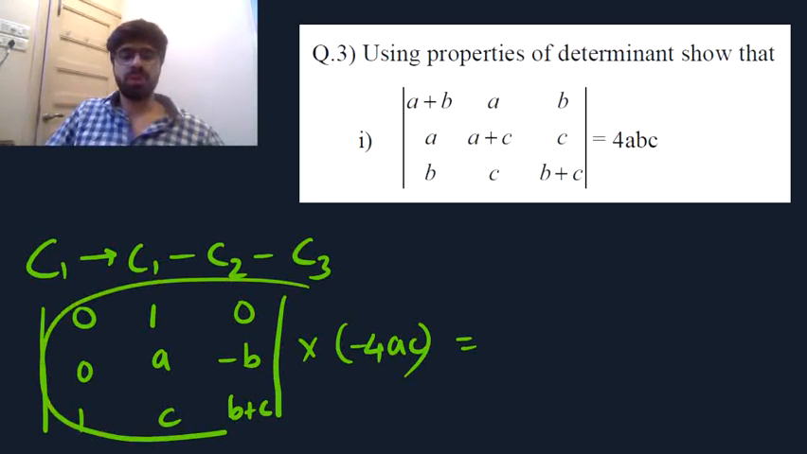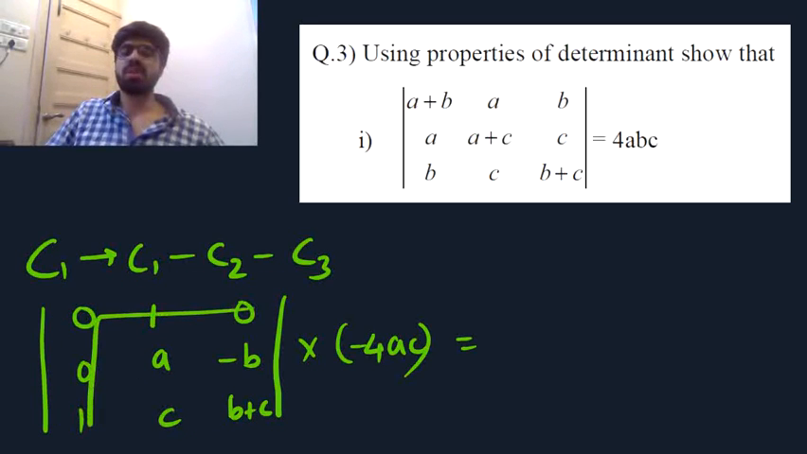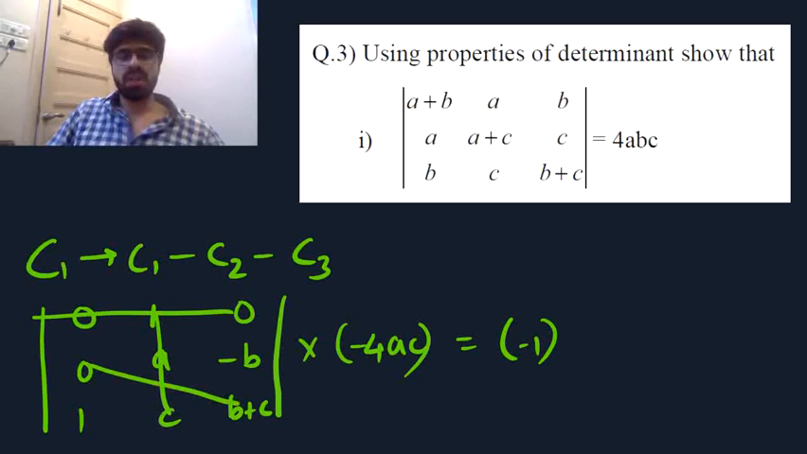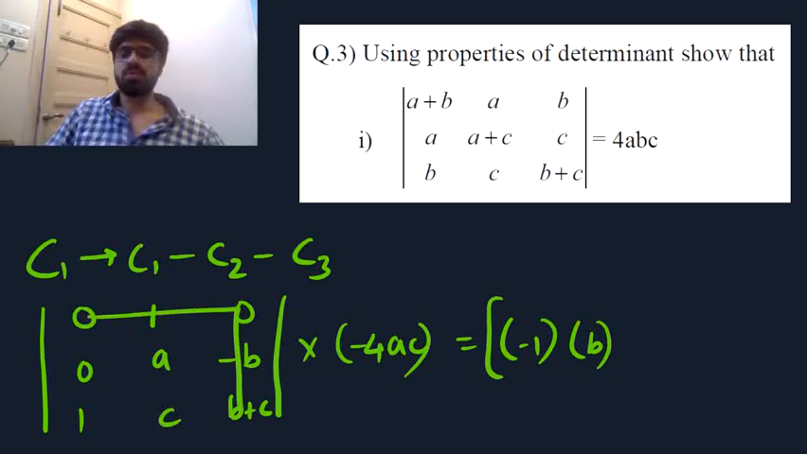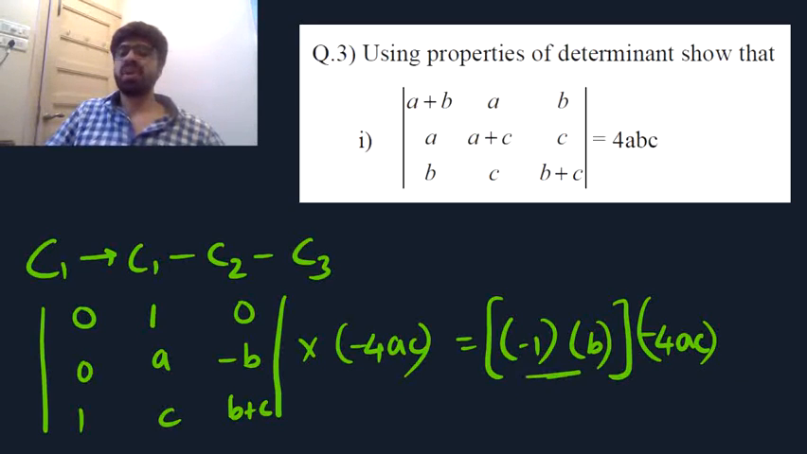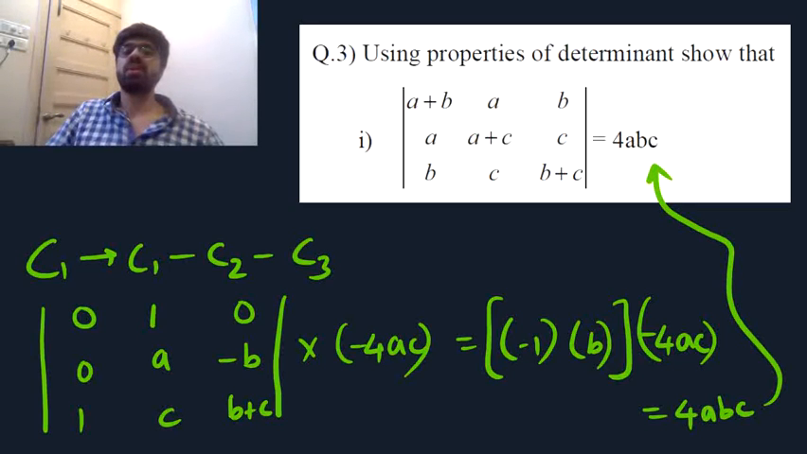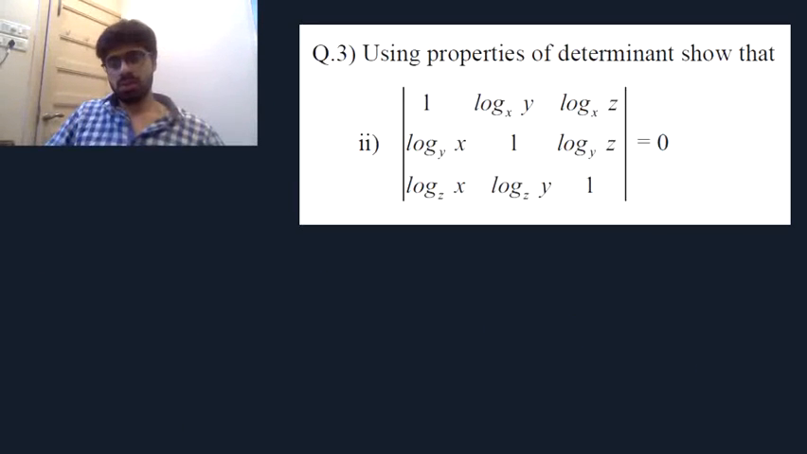If we expand the determinant here, anyway the first term will be 0 into something, which is 0. The second term will be minus 1 into 0 minus of minus b, that is, 0 plus b. So that will be minus 1 into b, and the third term will be 0 into something, which is equal to 0. So this is the value of our determinant, which was further multiplied with minus 4ac. Okay, so this becomes minus b, and minus b into minus 4ac makes it 4abc, and that is what the right hand side was. Yeah, so that is how we are proving our third question. Moving ahead with the next one.